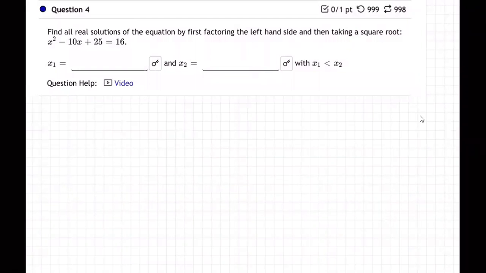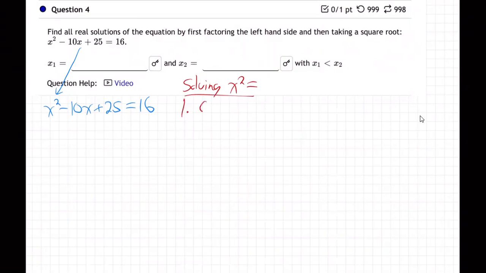Okay, so they want us, I'll bring it down here for us. They want us to solve x squared minus 10x plus 25 is 16. How are we going to do it? Well, so again, solving x squared or x cubed with an equal sign, what do? Step number 1, get a 0. So that's the first thing you need to do on this one.